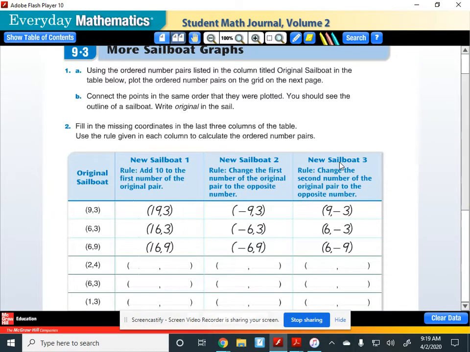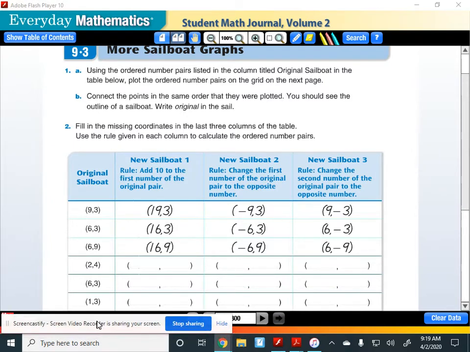We are going to be doing 9.3 today. 9.3, more about sailboat graphs. If you read the directions, we should be on page 300. So we're going to get started.